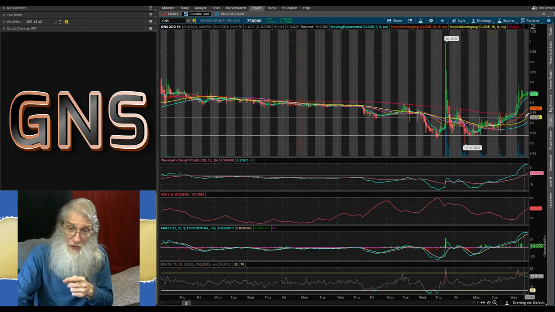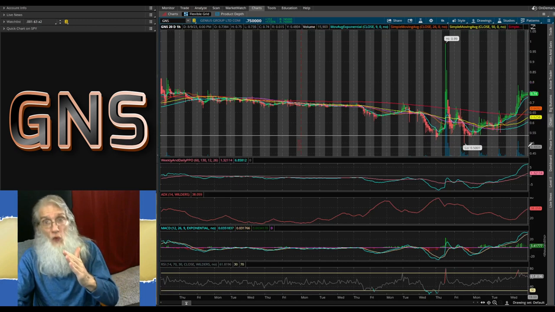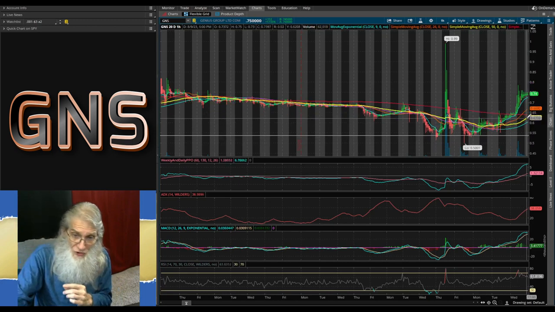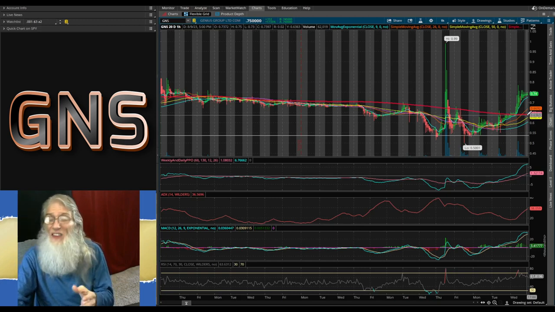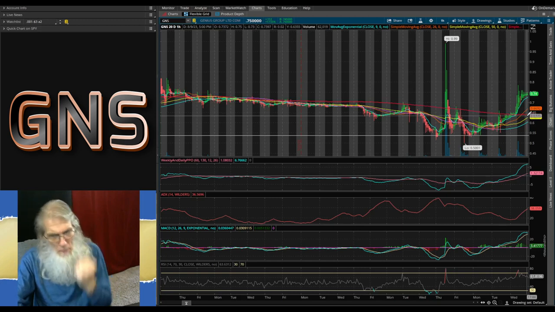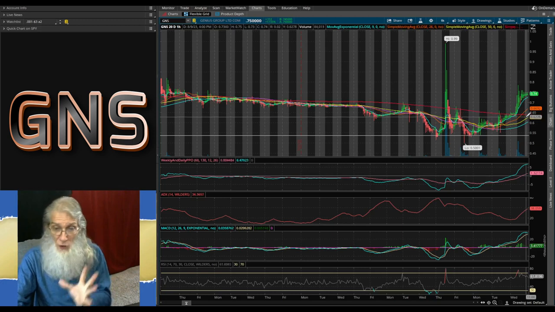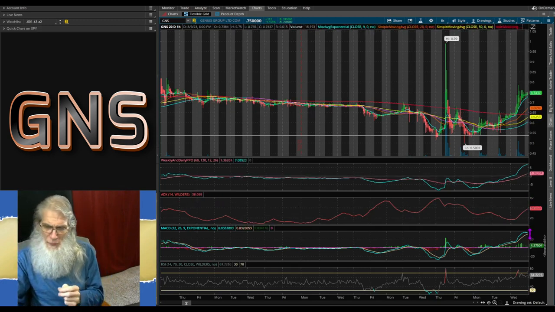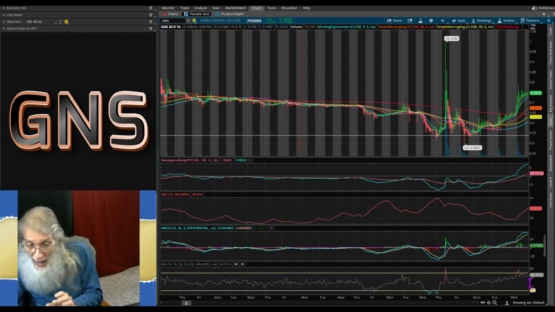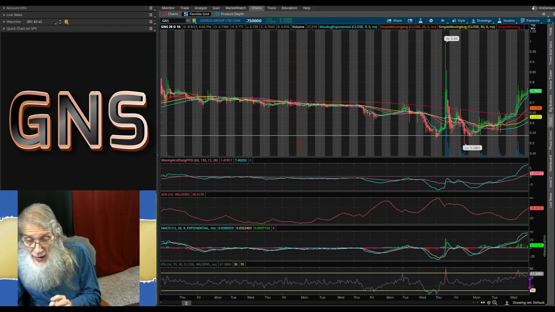All of our SMAs are turned up and about ready to cross the 200. Soon as that 50-day crosses that 200, which looks like tomorrow, that is going to be a power punch. Boom! That should push this price up. Oscillators, they are still very strong, but we do have a pullback, a cool down on our MACD, but it's not looking dangerous. And our RSI is at 67.